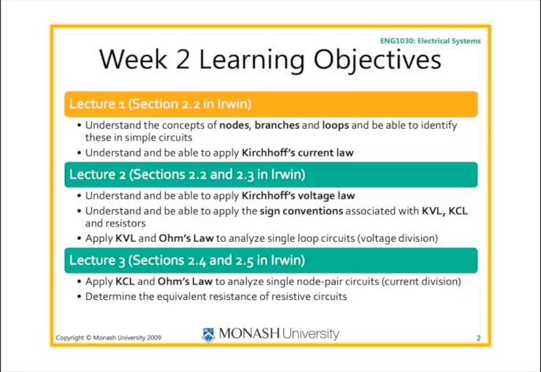Kirchhoff's voltage law now, rather than summing currents at a node, is going to be something to do with summing voltages to 0. And these are voltages around a loop. So we need to know what a loop is. Well, a loop is any closed path through a circuit in which no node is encountered more than once. And a closed path means the path starts and ends at the same node.